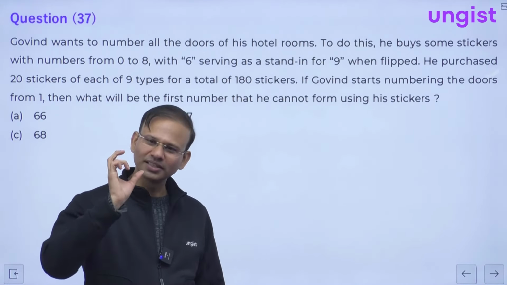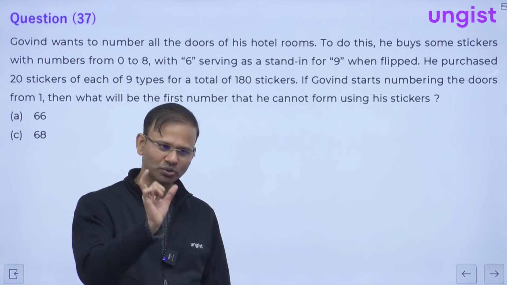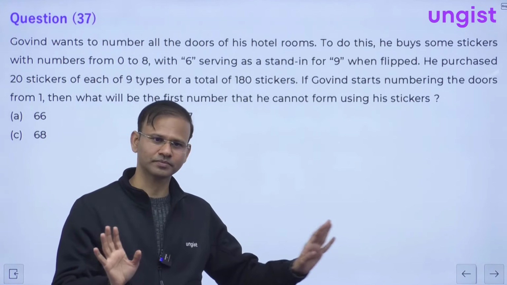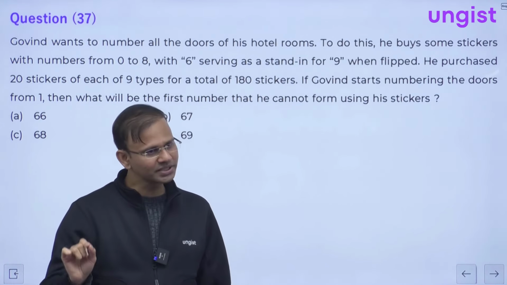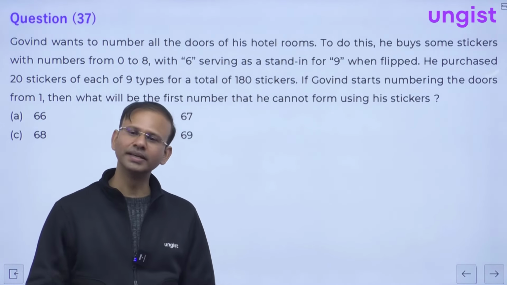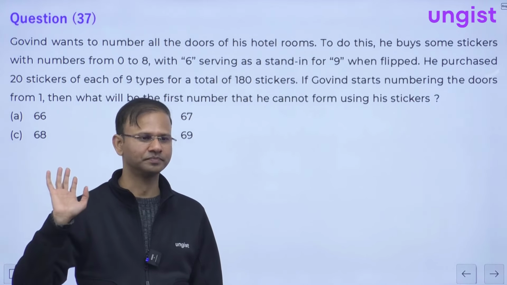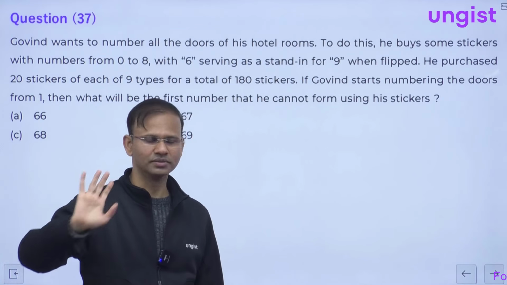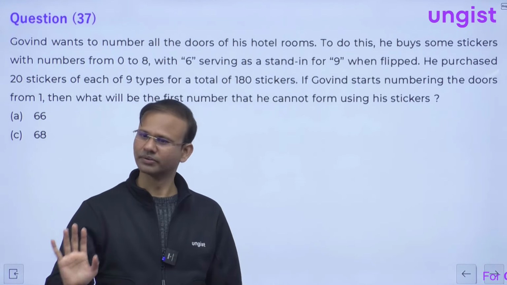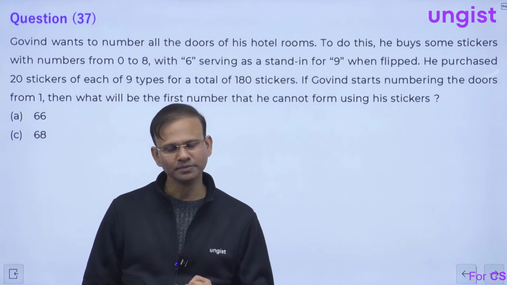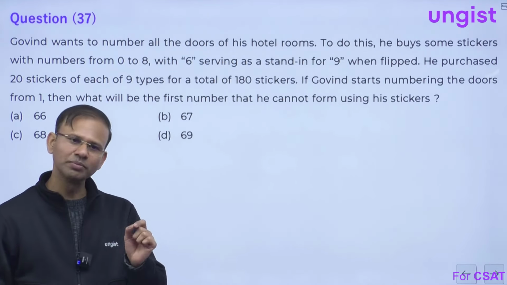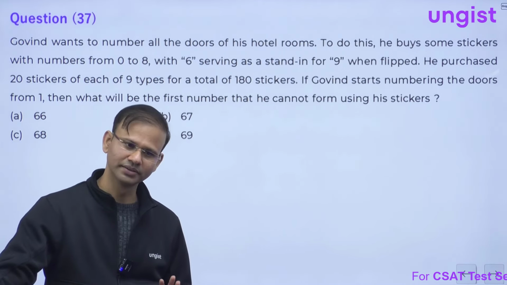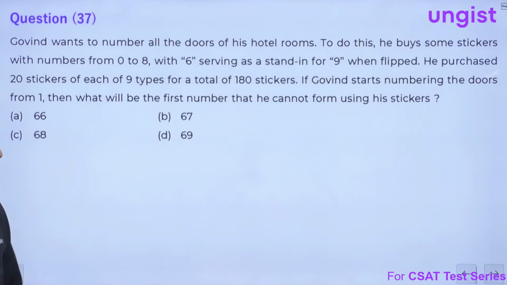So he bought all the digits 20 times: 0 20 times, 1 20 times, 2 20 times, up to 8 20 times. Correct? So now the question is, till which number can he put the room numbers in his hostel? Guys, getting the question? So now friends, obviously here 6 will become a problem for him because the number of 6s is less.